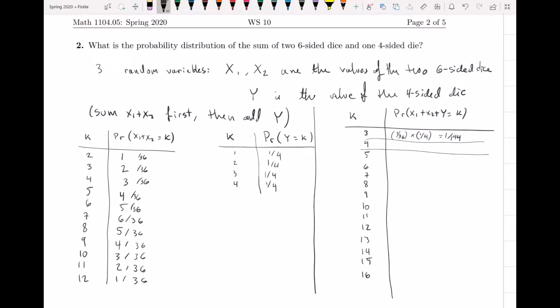So let's raise it up a notch in complication. What's the probability of getting a sum of 4? Well, I'm going to use the same strategy we used before. We'll set this one to be the lowest possible value while still getting a sum of 4. So that's 2, so we set x1 plus x2 equals 2. And then what does y have to be? Well, y has to be 2 so that the sum is 4. So that's one way this can happen, with probability 1 over 36 times 1 over 4, which is 1 over 144.